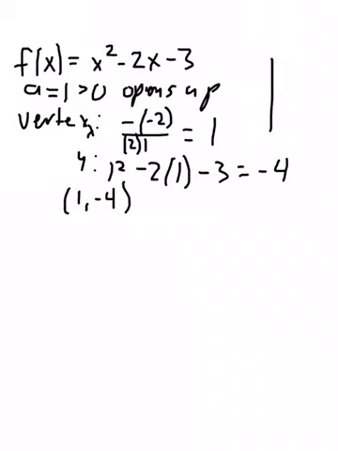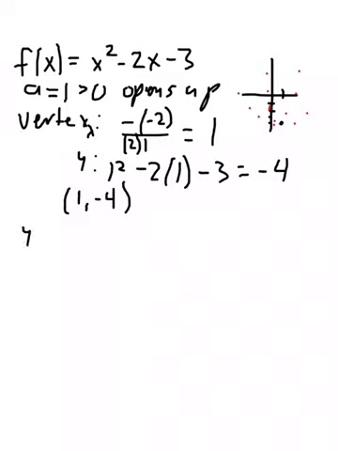And so now I know my vertex is the point 1, negative 4. So if we start trying to plot these values, 1, negative 4, and once again I know it opens up, but it's again that question of does it open very moderately or does it really open up very quickly? We don't know until we get a couple more points, so that's what I'm going to do next.